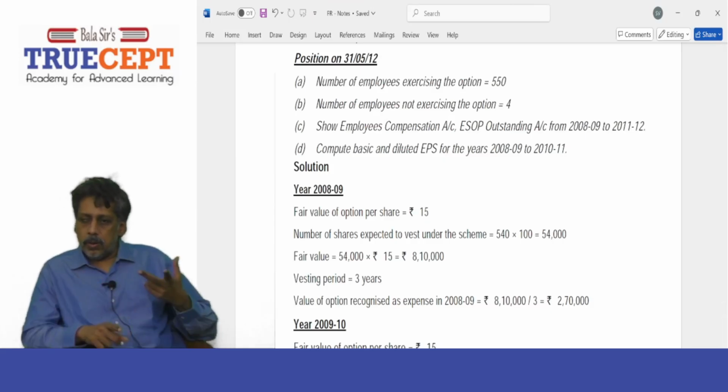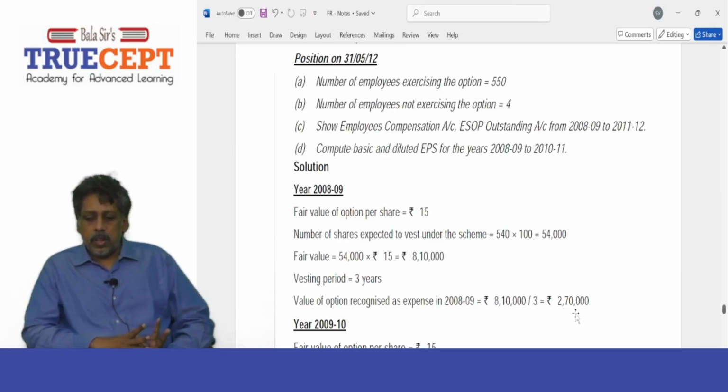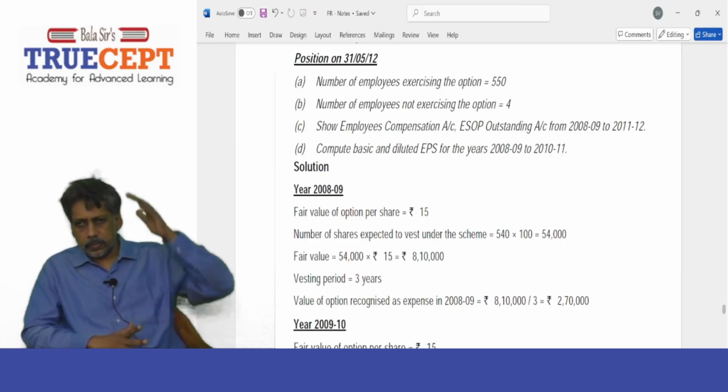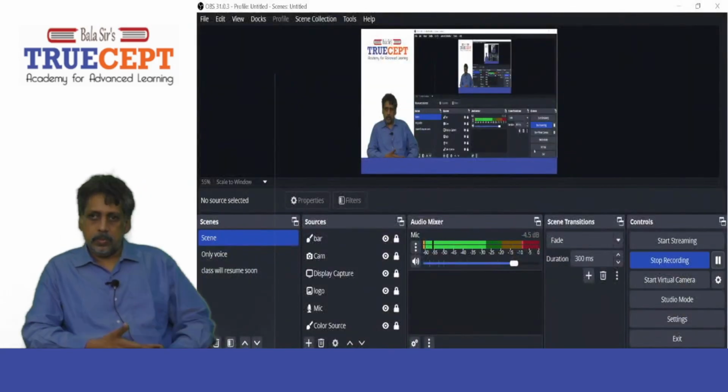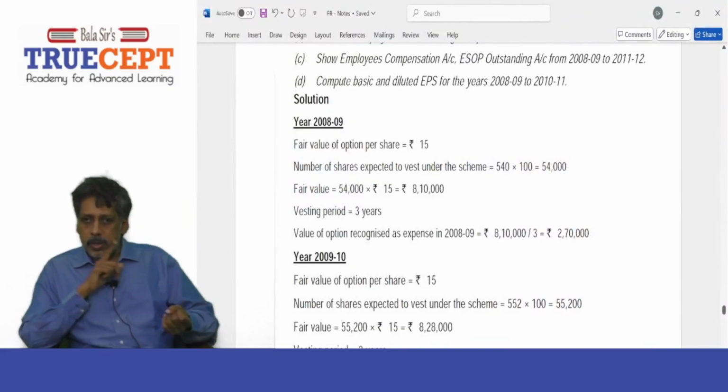Then I will run through the employee benefit or compensation expense account and the share options outstanding account. Is that fine? Yes, sir. Now let's go ahead and take on the solution. Refer to the first working note. Okay guys, refer to working notes number 1, 2 and 3. Let us refer to working note 1.